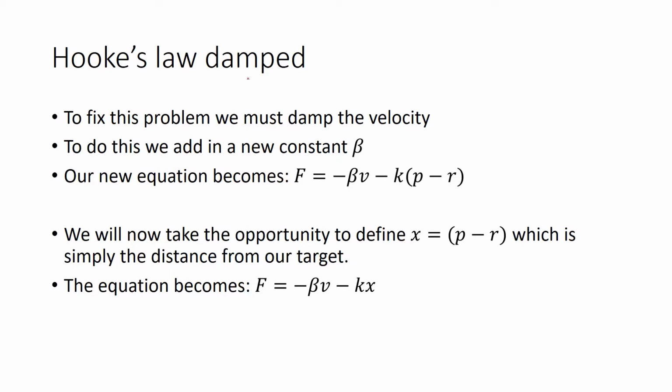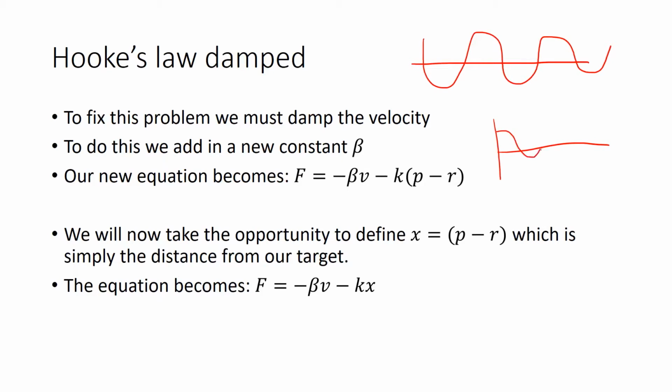So now we need to deal with that problem of just going on and on and never actually approaching the point here. To do that, we just add in another constant, beta, and we make it damp the velocity. The effect this has is exactly what I drew earlier. So we go up, and then it gets closer and closer, and eventually just stays around 0. We're just going to define x as p minus r from this point on. So x really is just the distance or the vector, depending on what values you're working with, from the rest position. It's simply the distance from the target.